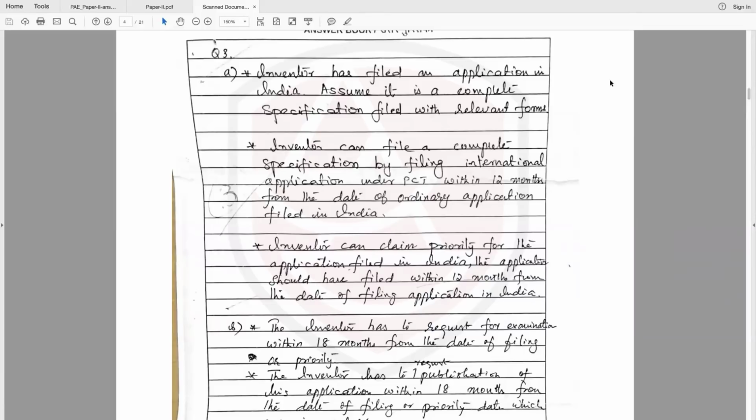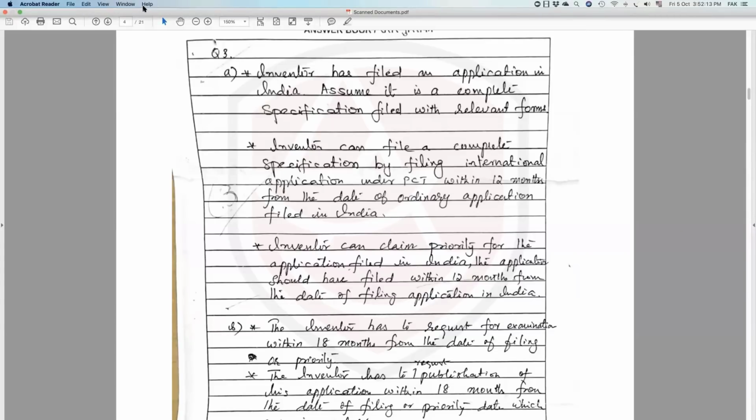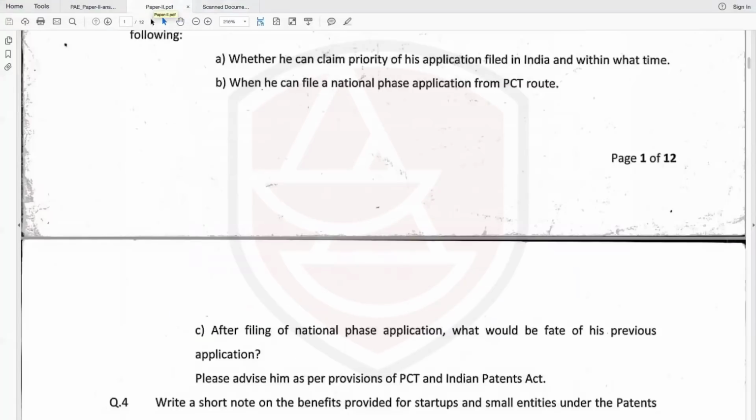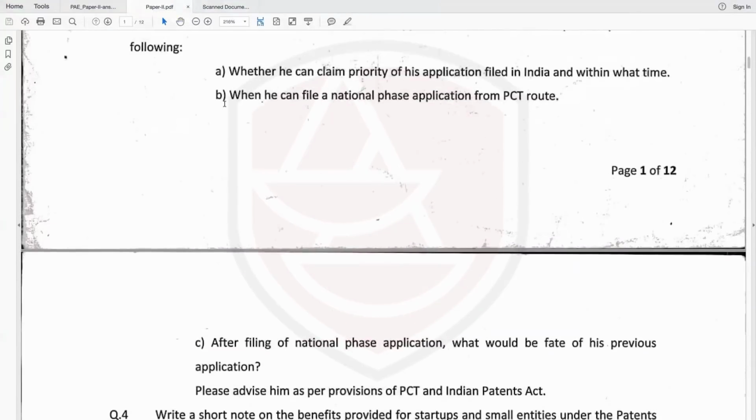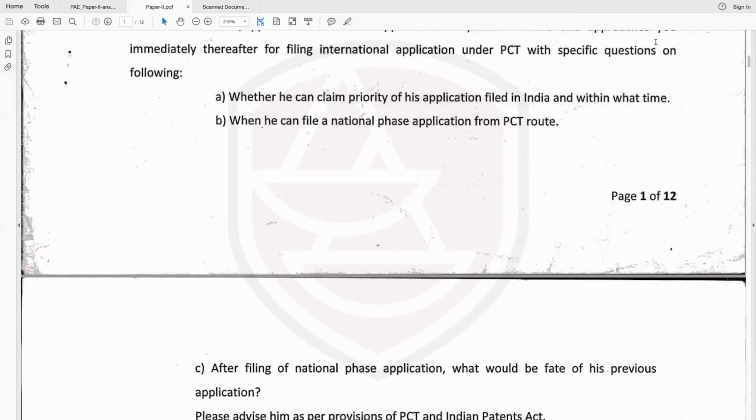Okay, so he has not mentioned the section, and if you recall, the relevant section here is section 135.3, and that is related to question number 1. Can you flip to the question part so that we can make sure that he has answered part A of the question? The part A of the question is whether he can claim priority of his application filed in India, and within what time. Now if we can go to the next tab.